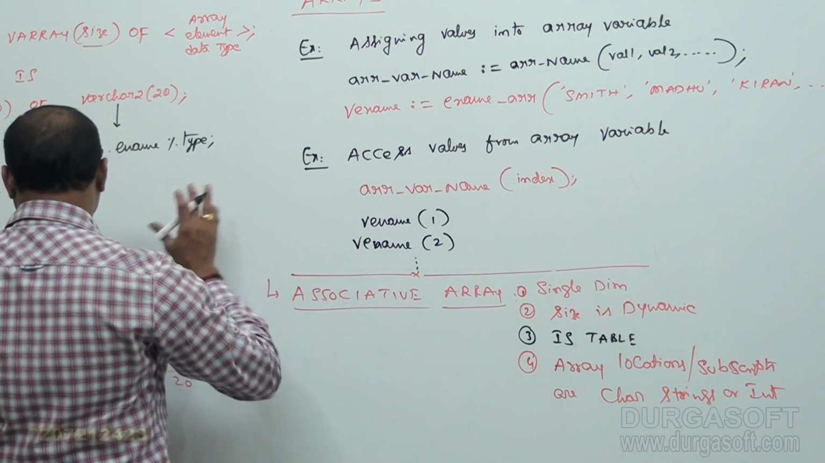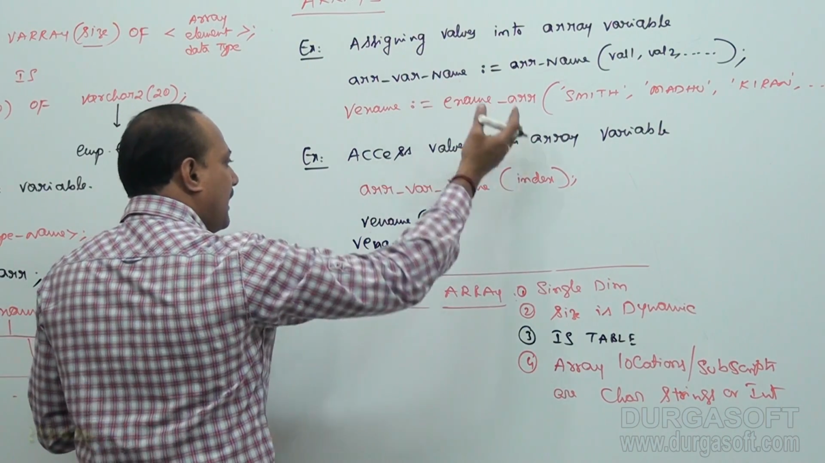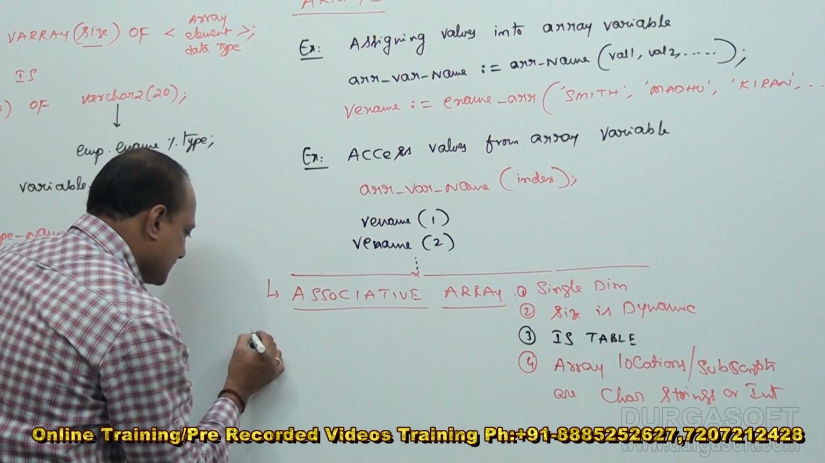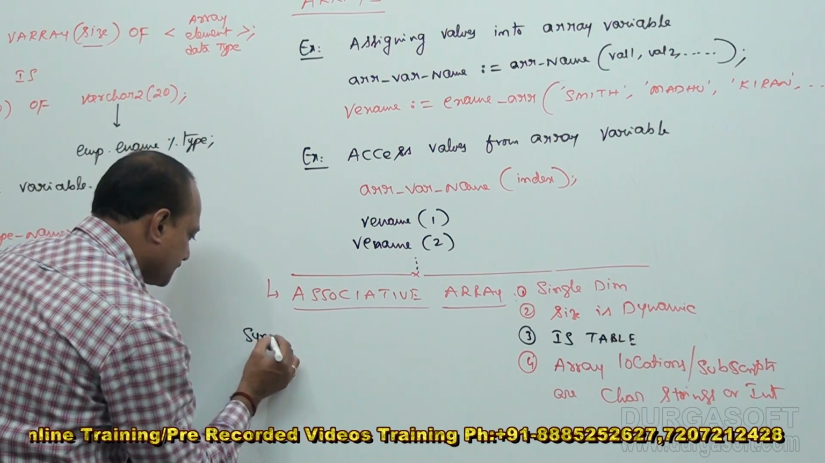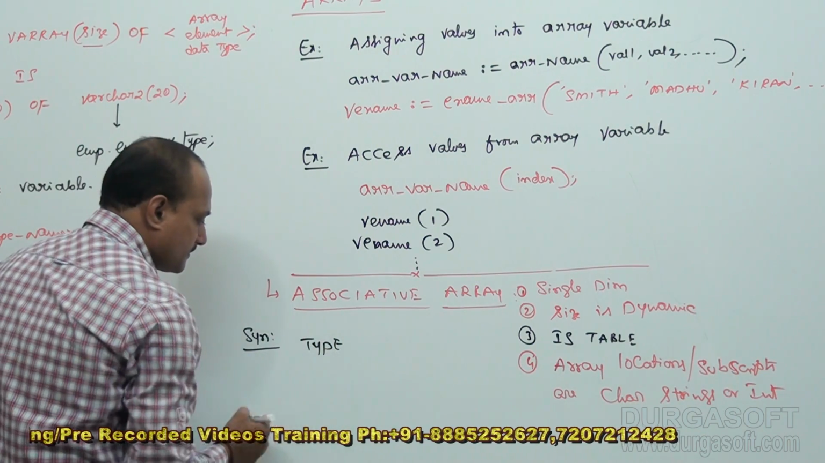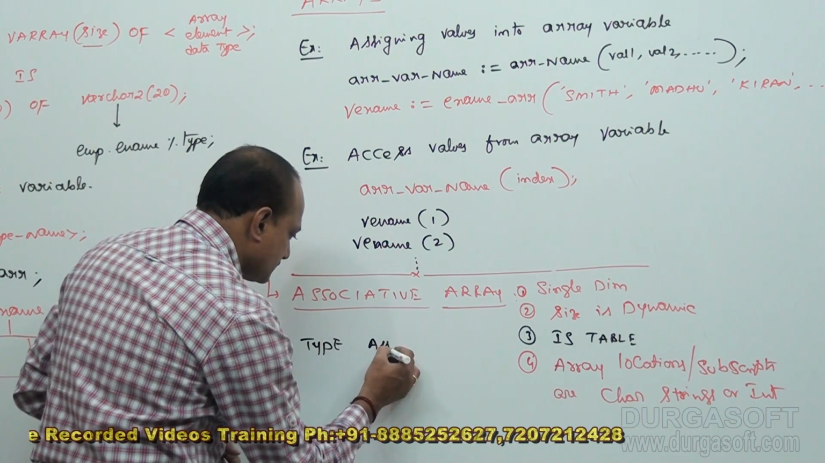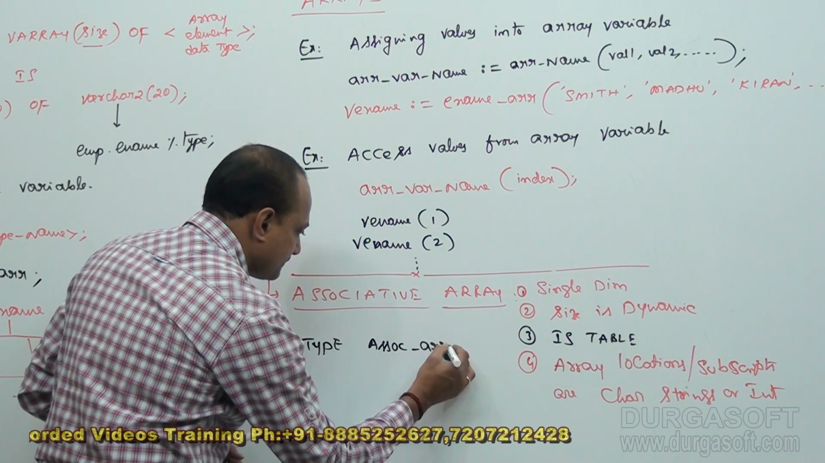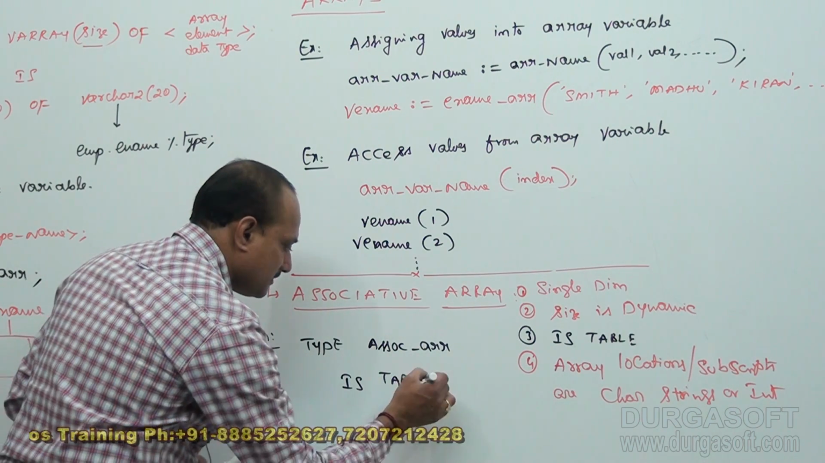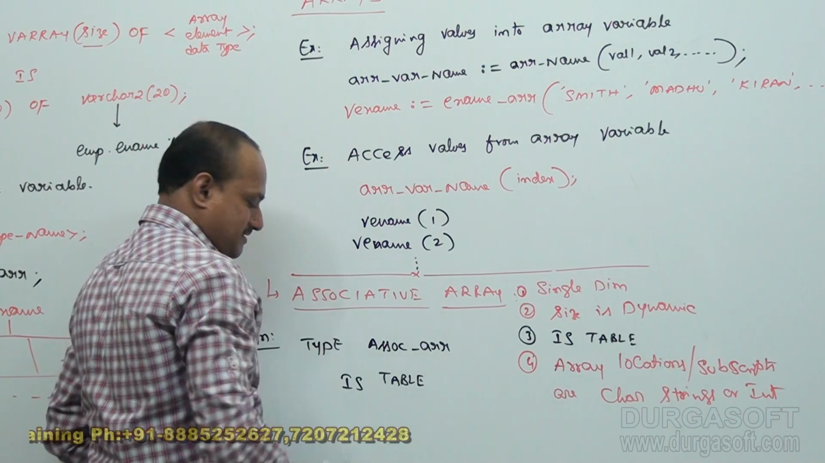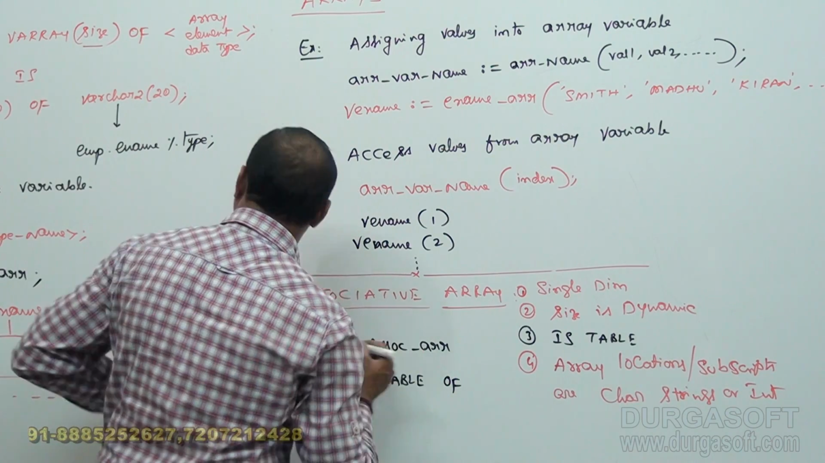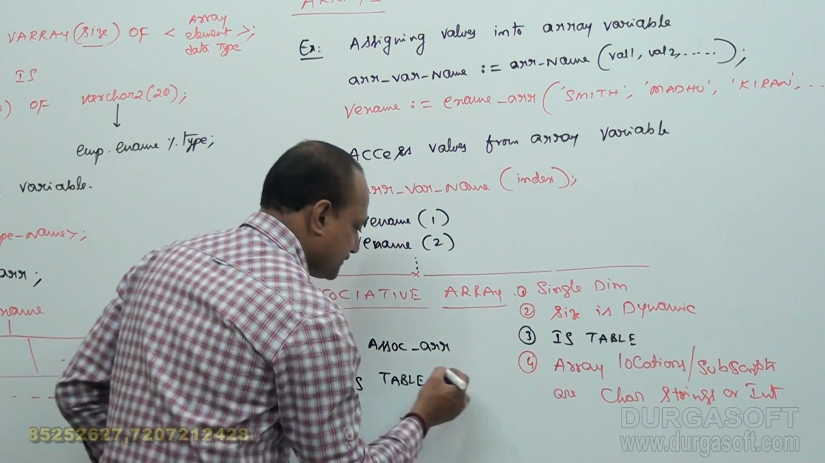Now let me write how to define the structure of an associative array. Remaining everything is the same. Declaring variable, assigning values and accessing values, all are the same, except the structure. So what is the syntax of defining the structure of an associative array? TYPE, the type name, IS TABLE OF. Don't specify any size. Why? Because the size is dynamic.